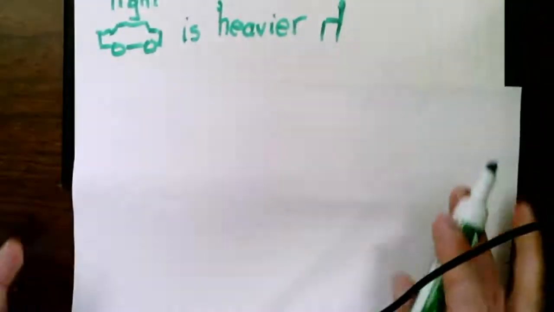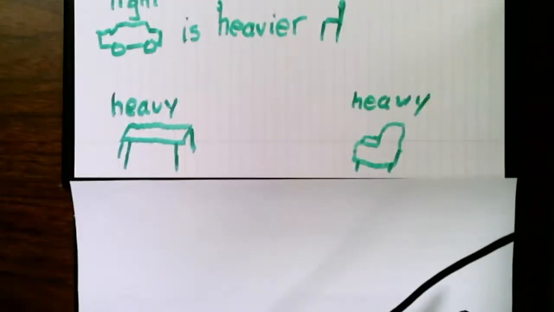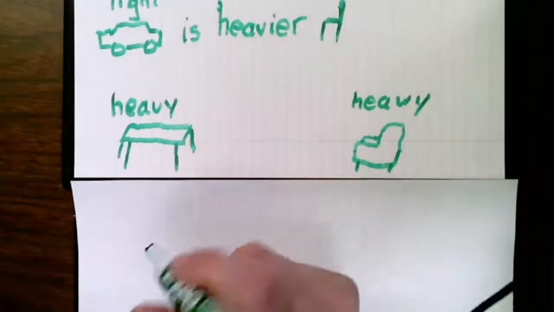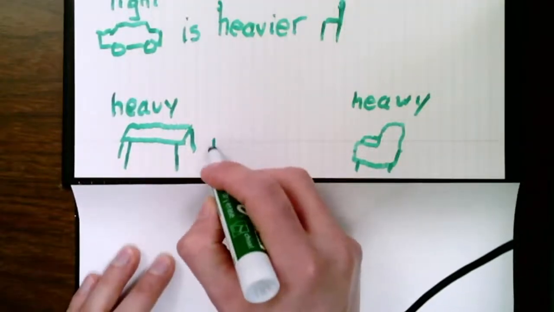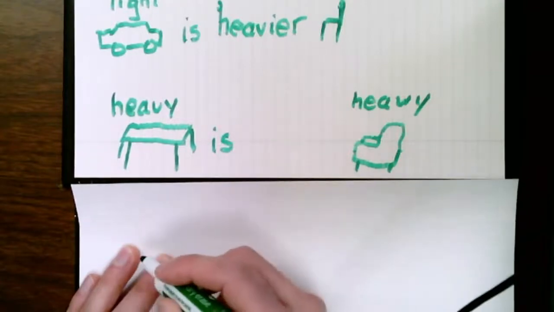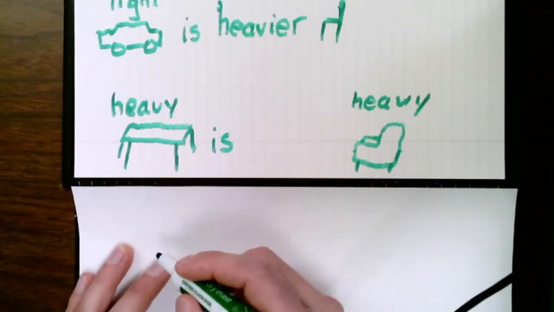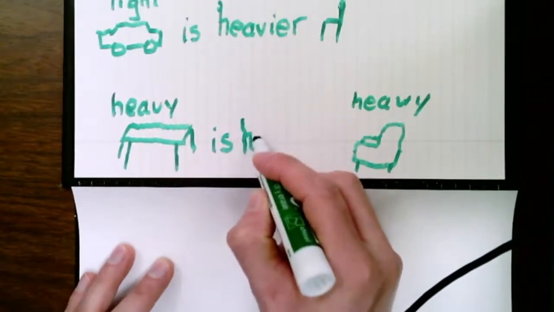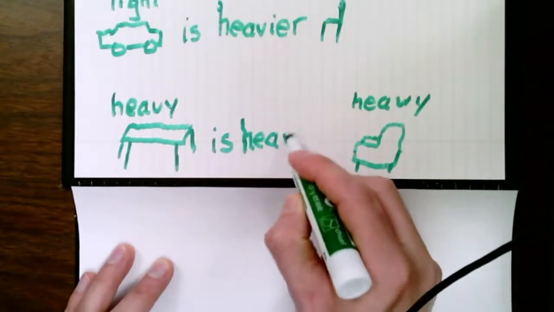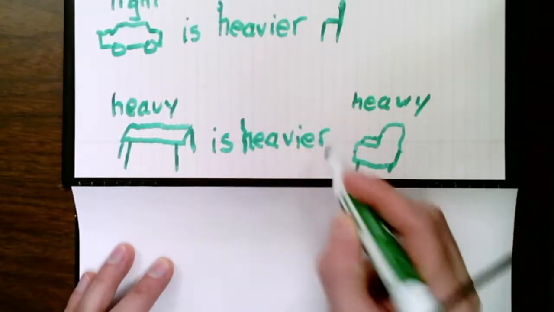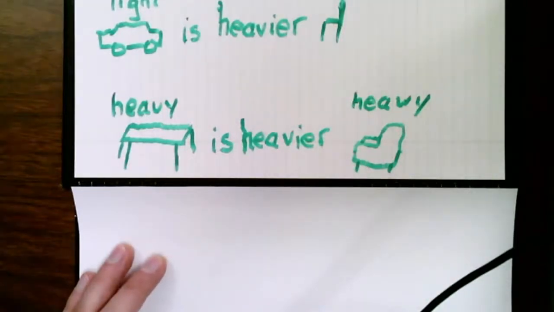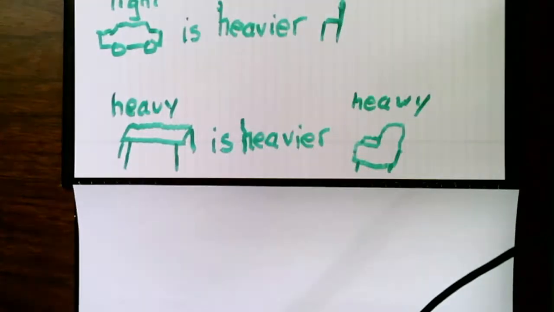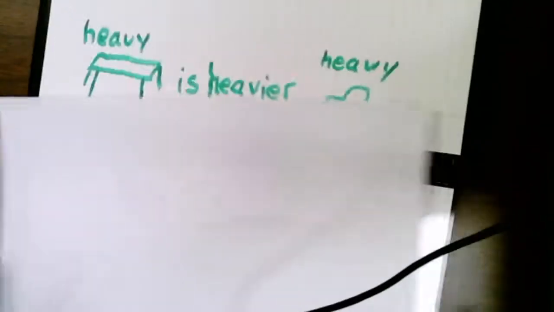Let's do one more example. What if I had a heavy table and a heavy chair? Now this is one where maybe I'm not sure of the answer. Maybe you're going to have a different idea. But I think a heavy table might be heavier than a heavy chair. And you may have to ask your mom or dad if I am correct. I might be wrong. Are you ready to do some work?